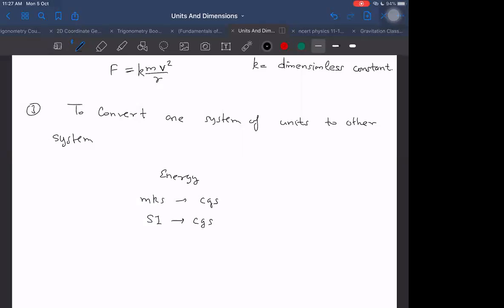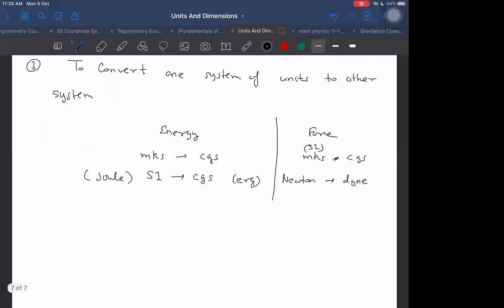In CGS, by the way, the name given for energy is erg. I said dyne, sorry, that is for force, not for energy. For energy, it is erg. And in SI, we call that joule, you already know. In case of force, if I want to convert from MKS to CGS, in MKS, which is SI again, you already know the force unit is Newton. And in CGS, that will be called dyne.